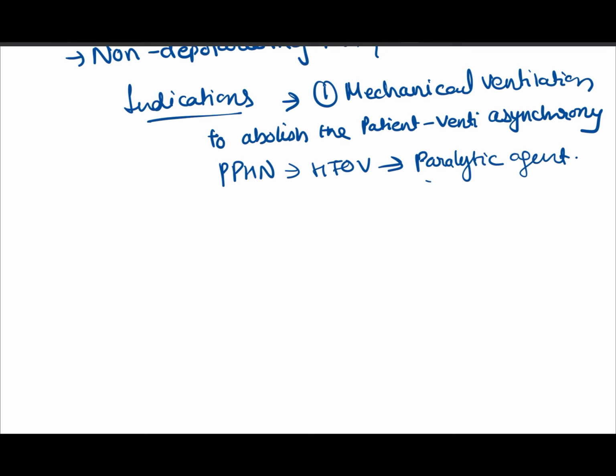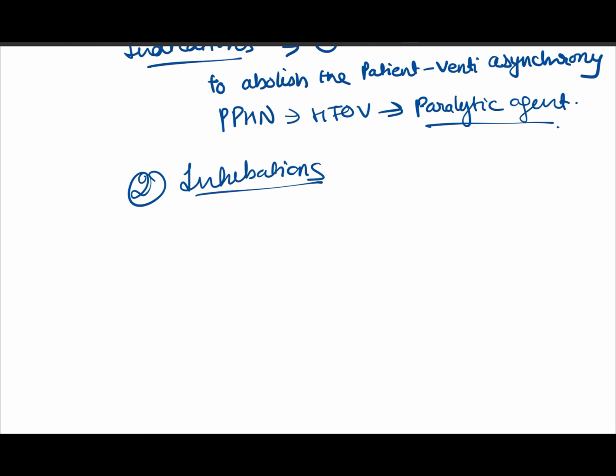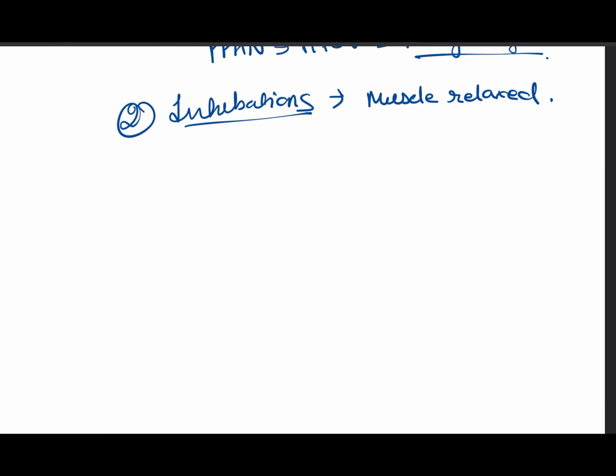The next indication would be at the time of intubation. You do not want the baby to unnecessarily fight, so that visualization of the vocal cords becomes difficult, and it can lead to traumatic or prolonged intubations. So you do not want such a case. So these are the two main indications. The third indication is at the time of general anesthesia.